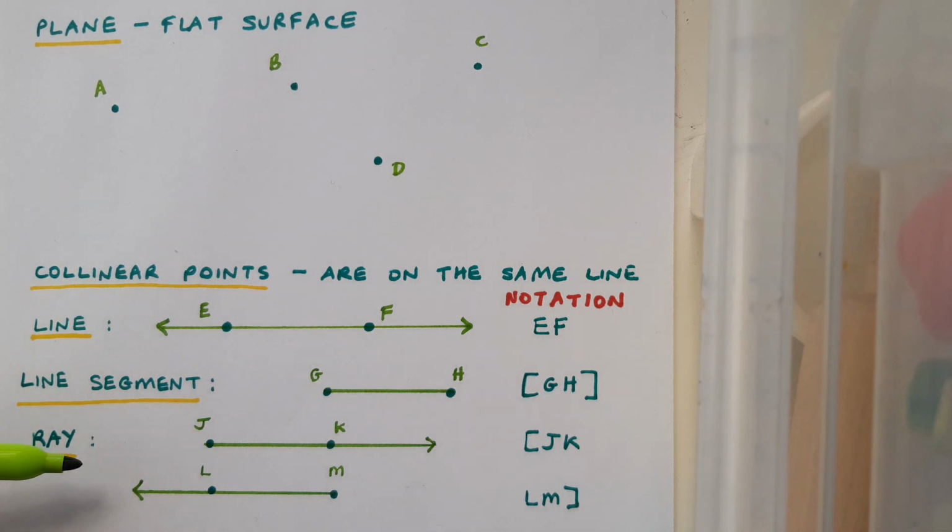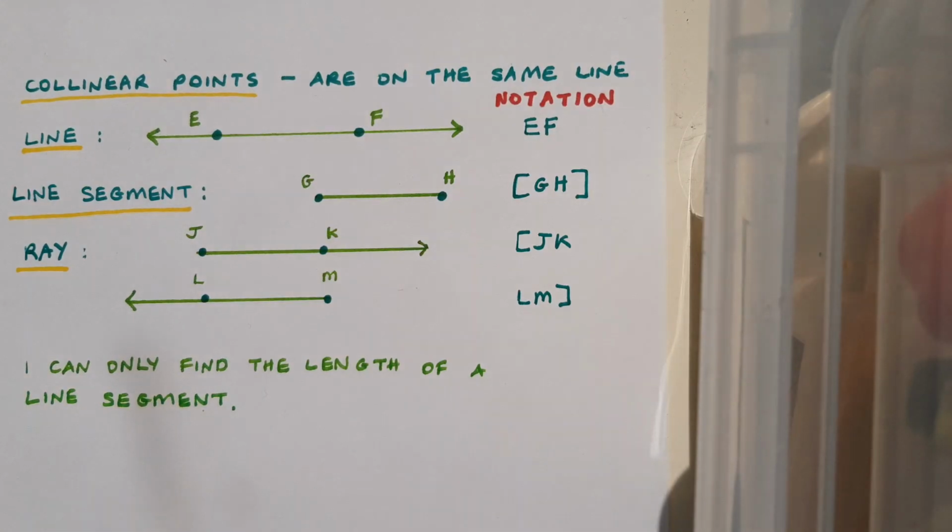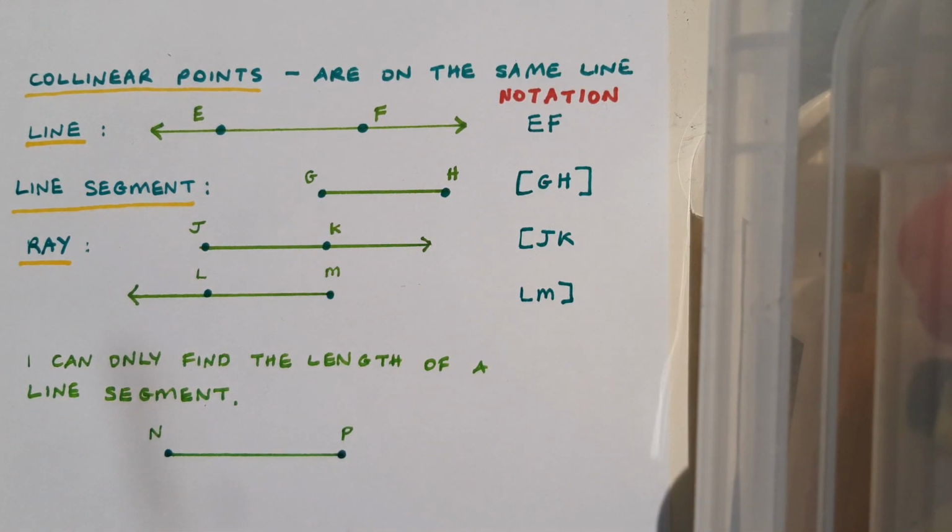So if the line and the ray continue on infinitely, well, it's not possible for me to measure their length. So the only one of these three that I can measure the length of is the line segment. So here I have a line segment and it goes between N and P. So if I want to write down the name of this line segment, how do you think it should look? The name of this line segment is NP, and the square brackets either end, of course, don't forget, indicate that I stop at N and I stop at P.